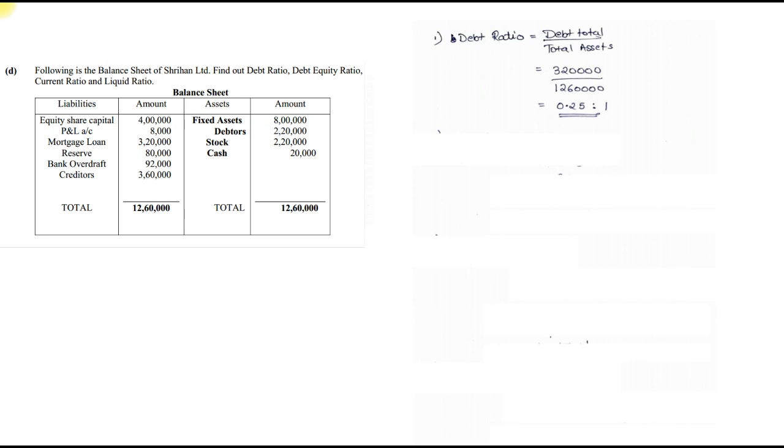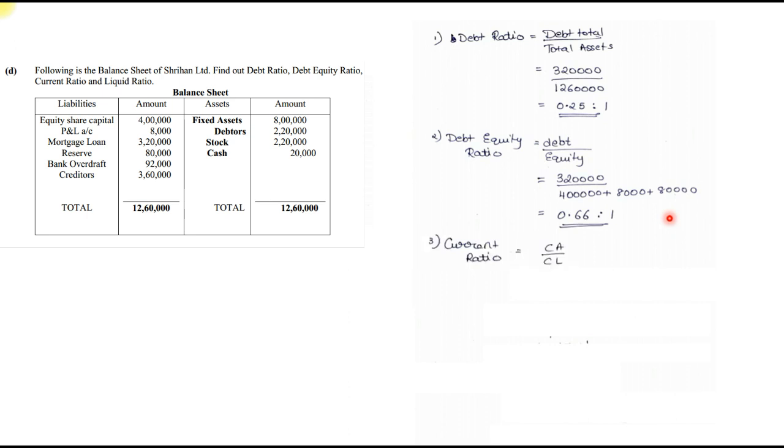Next is debt equity ratio. As the name suggests, it is debt upon equity. Again, debt, we had mortgage loan. Equity is nothing but equity plus reserves and surpluses. So I have equity share 4 lakhs, I have PNL 8,000, and we have reserve 80,000. So 3,20,000 upon 4 lakh plus PNL plus reserve, total comes to 3,20,000 divided by 4,88,000. When you divide, you get the value as 0.66 to 1. That's the second ratio.